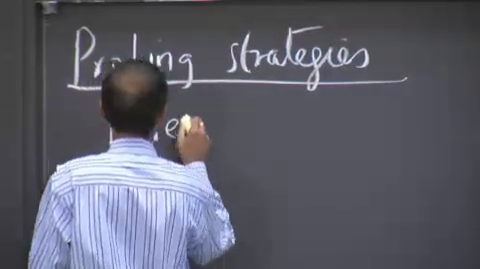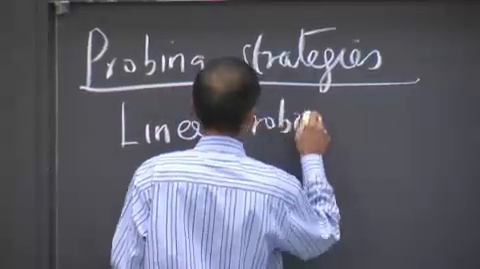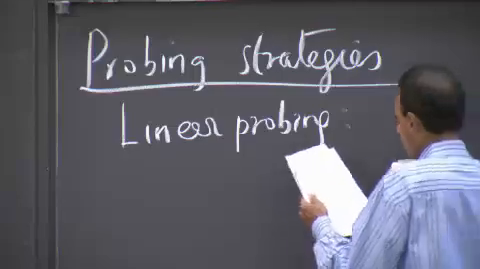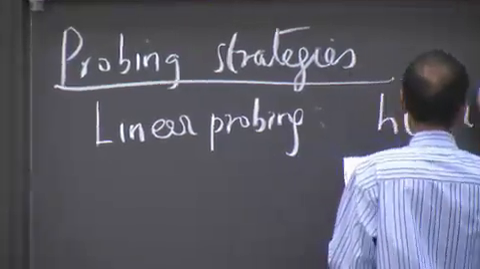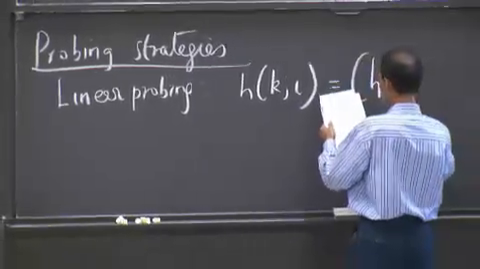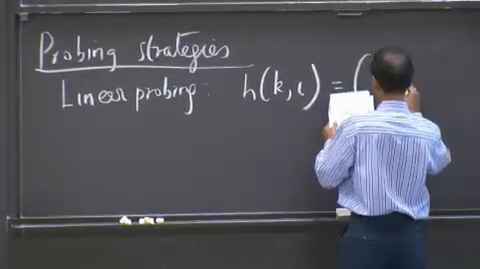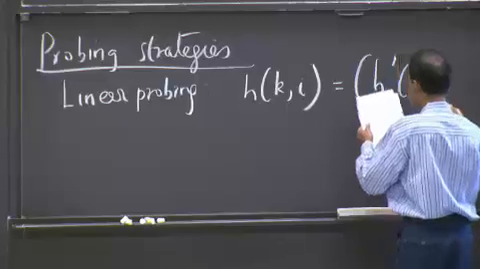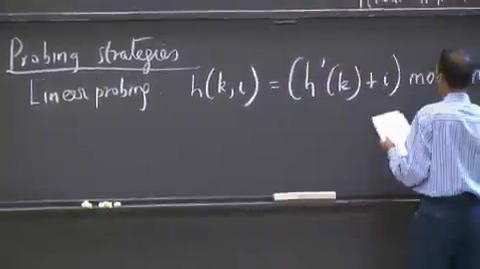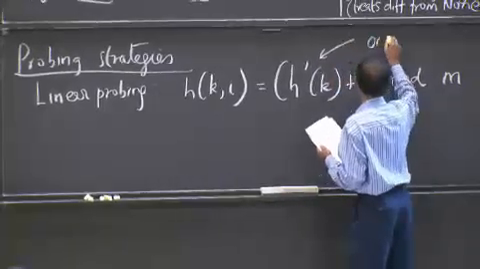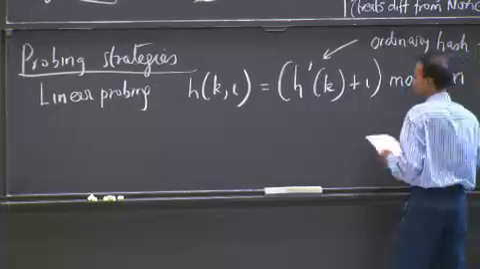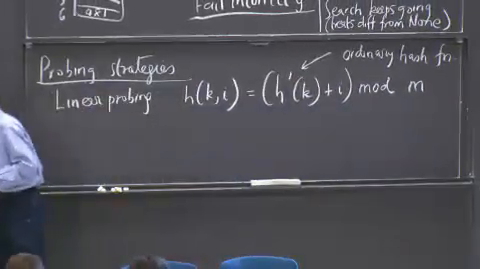So the notion of linear probing is that you do h(k, i) equals h'(k) plus i mod m, where h' is some hash function that you've chosen, an ordinary hash function. Okay, so that looks pretty straightforward.